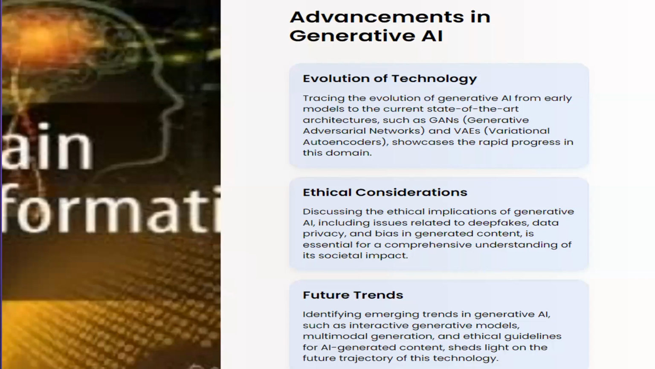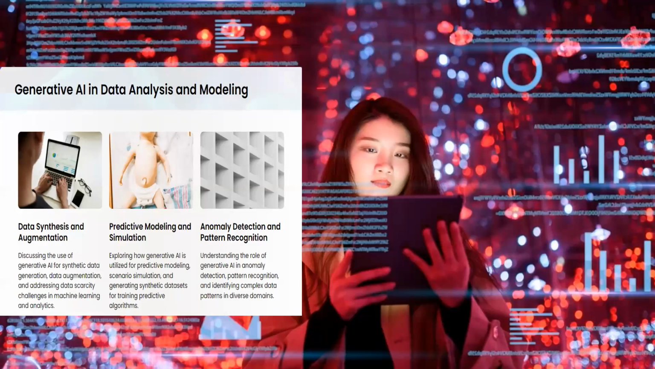Okay, this one. So we discussed the advancements in generative AI and future trends, like GAN models. Now, in which tech sectors are we using it? In data analysis and modeling, we are using this type of generative AI. So it becomes easy for us to analyze data by using AI models.